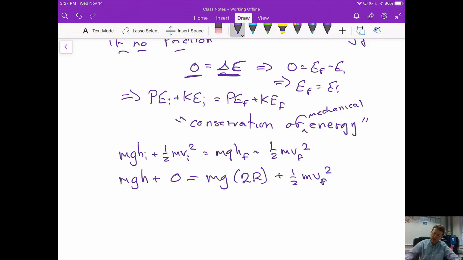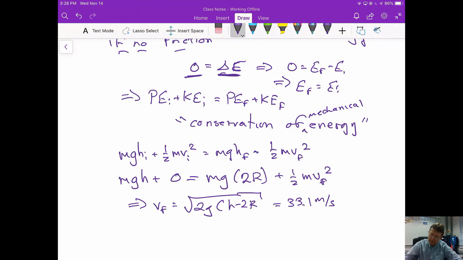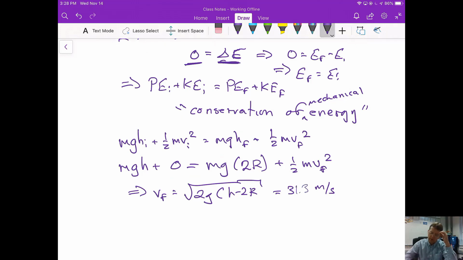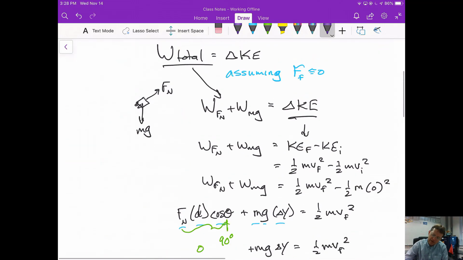So that's energy conservation. We wrote the total mechanical energy at the start equals the total mechanical energy at the end, and we solve for v final. And what we get is the exact same thing as before. Square root of 2g times (h minus 2r) equals 31.3 meters per second.